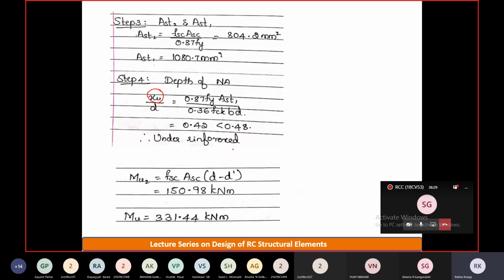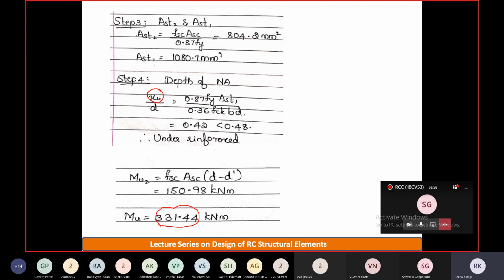Now, once we calculate mu1, we can calculate mu2 using the equation fsc Asc into d minus d dash. We'll be able to get the mu2 value. And mu is equal to mu1 plus mu2, which will give us the value of 331.44 kilonewton meter.